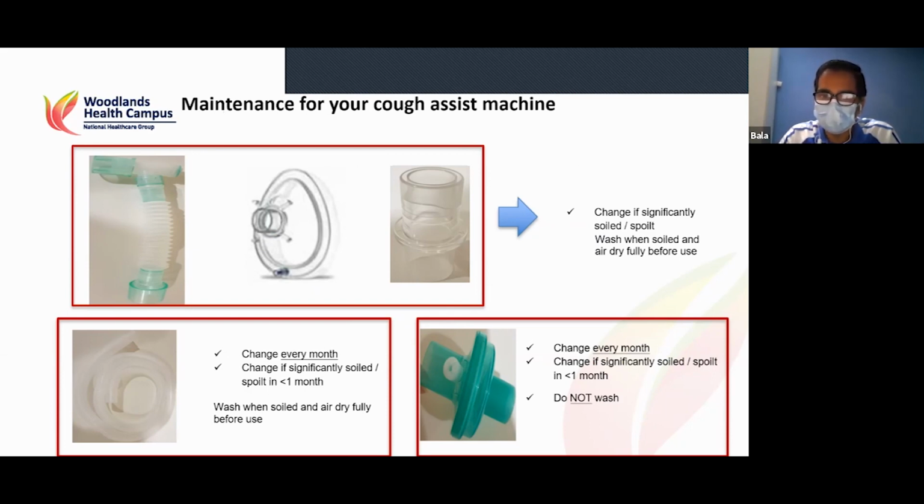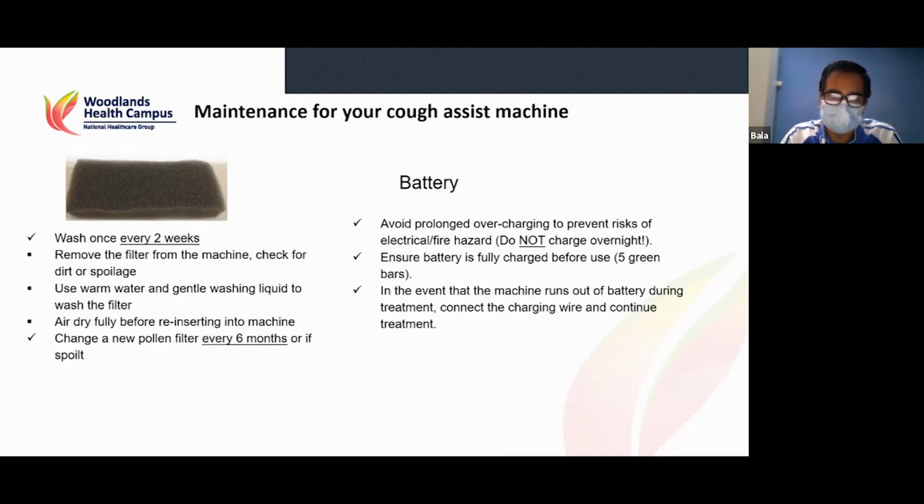Maintenance of cough assist. This one can continue to be used for some time unless it is spoiled or very significantly soiled, then you need to change it, but you can wash and use it. This corrugated tube, we recommend you change every month. You can wash this. This one, the filter, you cannot wash, please do not wash it, and change it every month. So those are some recommendations we have for you. This pollen filter at the back, which I showed you earlier, can also be washed, dried, and used, and changed every 6 months. And the battery, please don't overcharge it, and make sure it is fully charged, because it is very important for the machine to work.